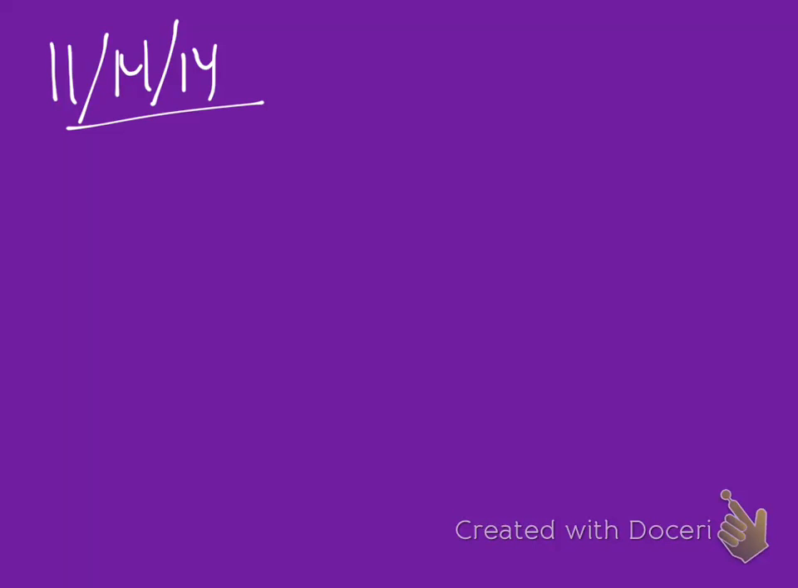Okay, 11, 14, 14, chemistry period 4. So we're going to go over your first chapter 5 FIP quiz. Number 1, if we're talking about groups 13 through 18, what block is that? That's the P block.